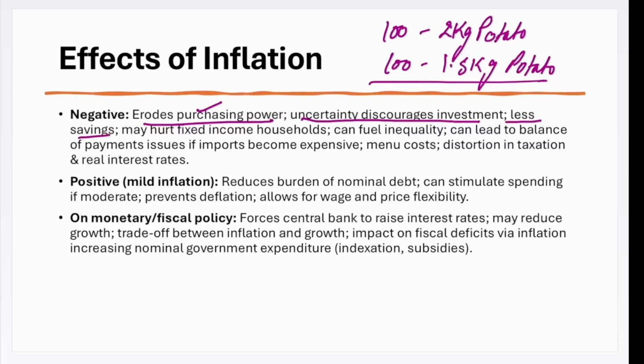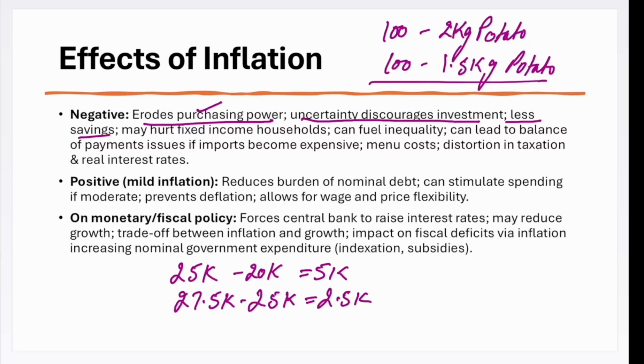We understood with that example. Earlier, a person was earning 25,000 rupees. He was able to buy goods worth 20,000 and save 5,000. Now his salary has gone up to 27.5 thousand, but his expenditure has also gone up. He's only able to save 2.5 thousand. This is an example of where less savings may hurt fixed income households also. Where your salary is not rising, your income is not rising, you may face the brunt of inflation. It can fuel inequality. As inflation goes up, people are not able to get access to the goods, thus increasing inequality.